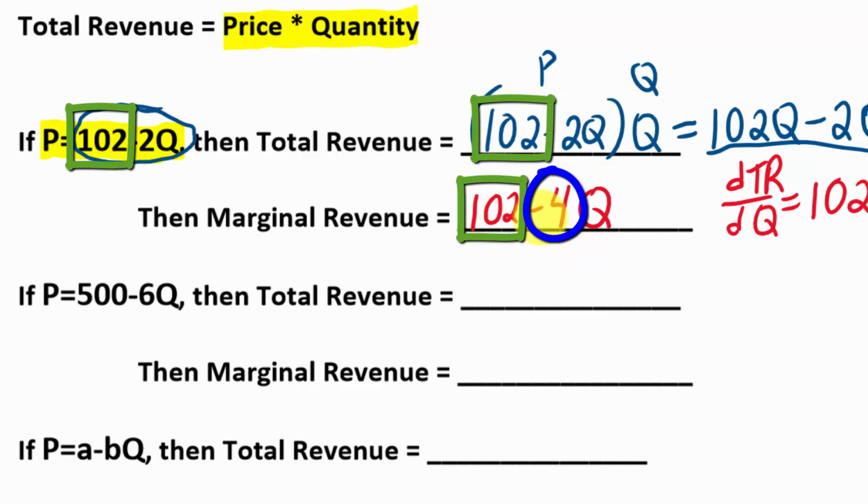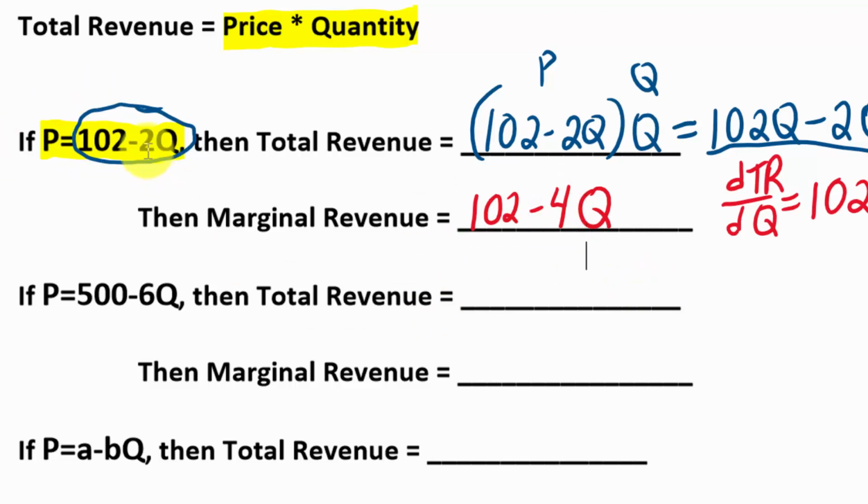This is why, when we draw these marginal revenue lines, we're just going to give it the same exact y-intercept as the demand curve. We're just going to give it twice the slope. Take whatever the slope is, multiply it by 2.